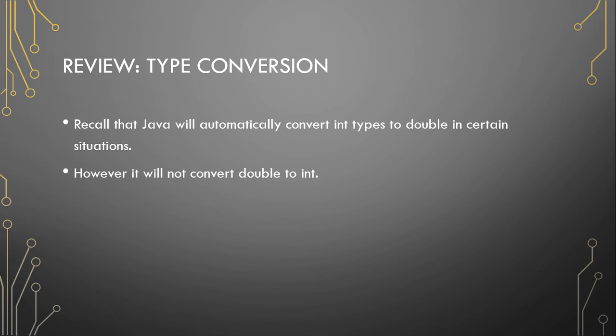However, Java does not like to convert the other way. It does not like to take doubles and convert to ints. So if you even type 4.0, even though it's the same thing as 4, Java says, no, I can't convert down. So it can always go into double, but never double to int.